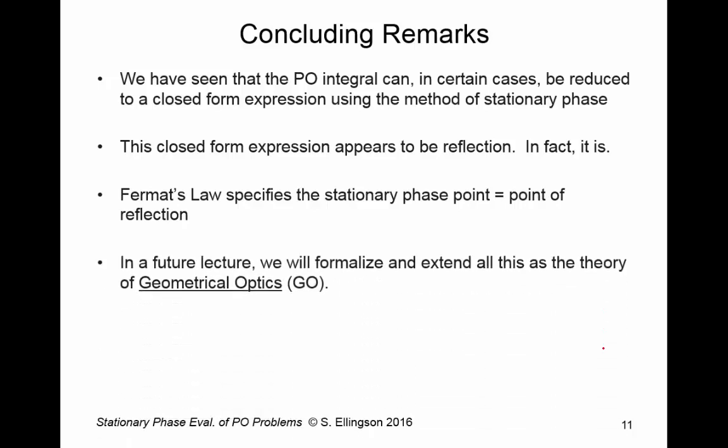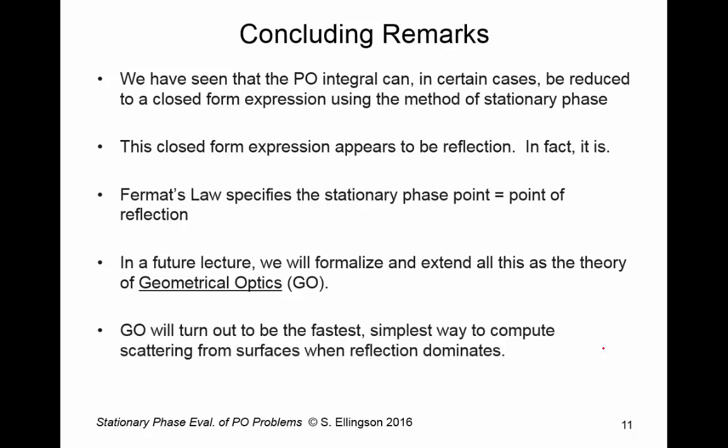In a future lecture, we will formalize and extend all of this business as the theory of geometrical optics. One way to think about geometrical optics, or GO as it's frequently abbreviated, is simply it's the asymptotic high-frequency evaluation of physical optics. GO will turn out to be the fastest, simplest way to compute scattering from surfaces when reflection dominates. But to be clear, GO will not replace physical optics. We'll have pros and cons that will determine whether one should be used or the other should be used.